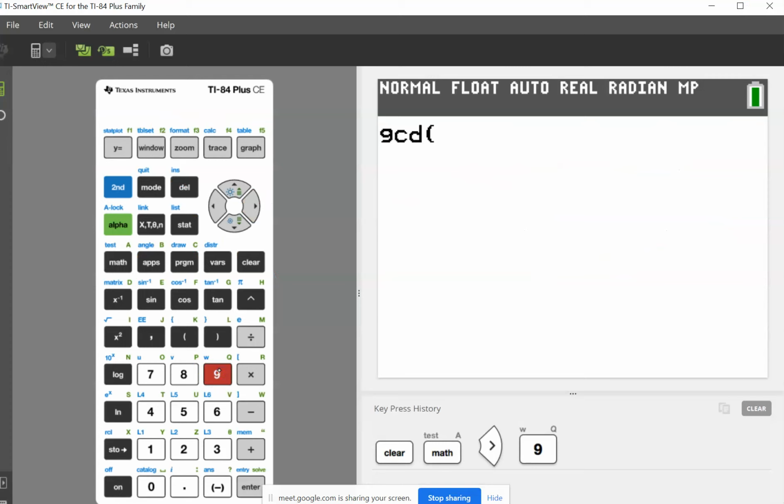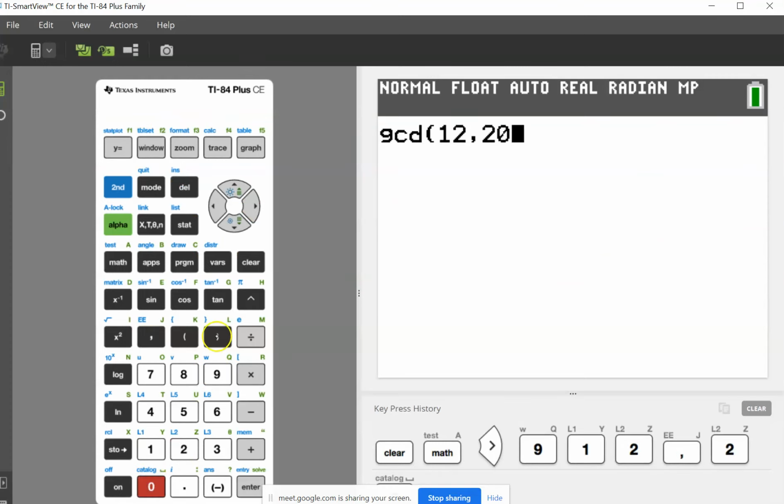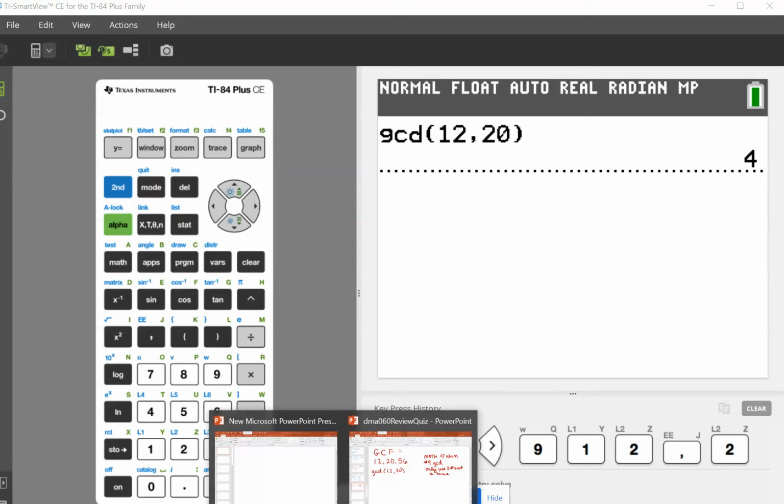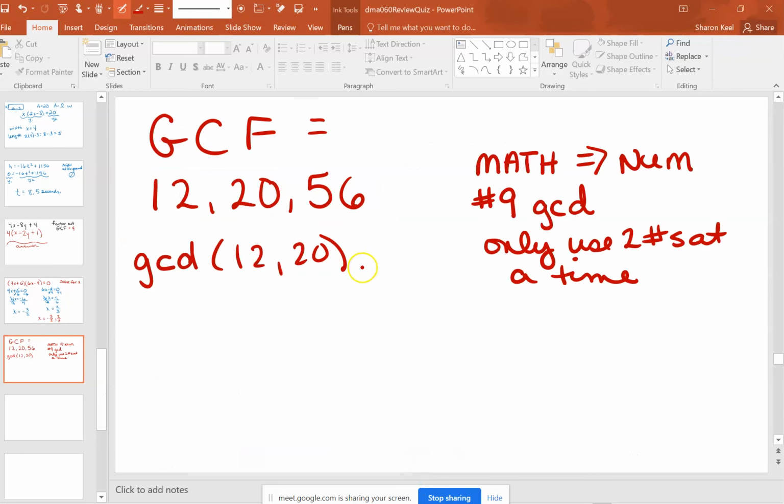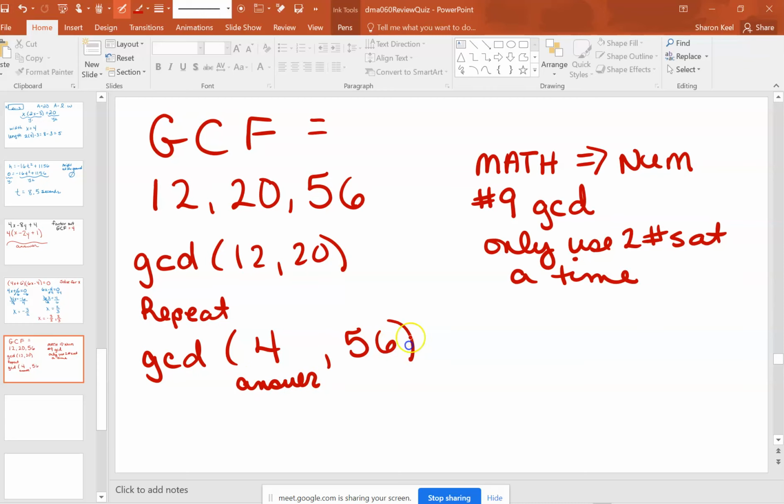Choose number 9. Type in 12, the comma is above the 7, and a 20. It gives us a solution of 4. That's going to be our answer for the first two. So when I'm going to put here repeat, and when we repeat, when we do the greatest common factor, we're going to use 4, which was the answer from above, and then we're going to use the 56.